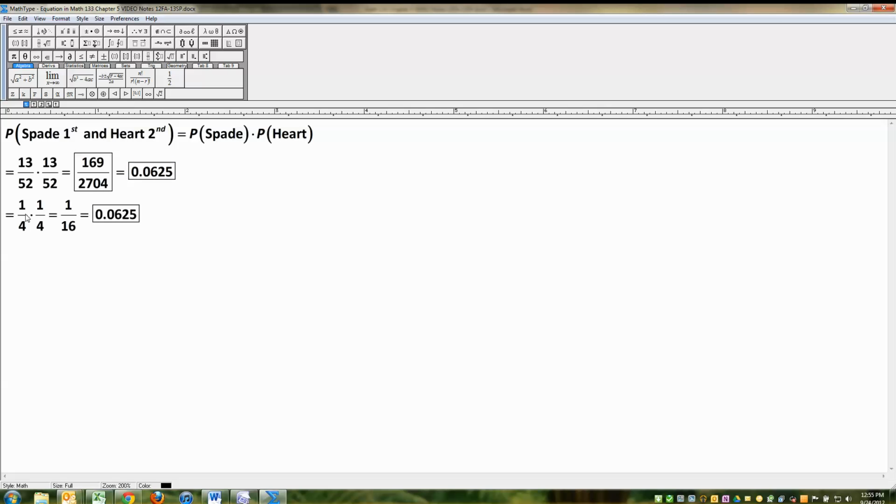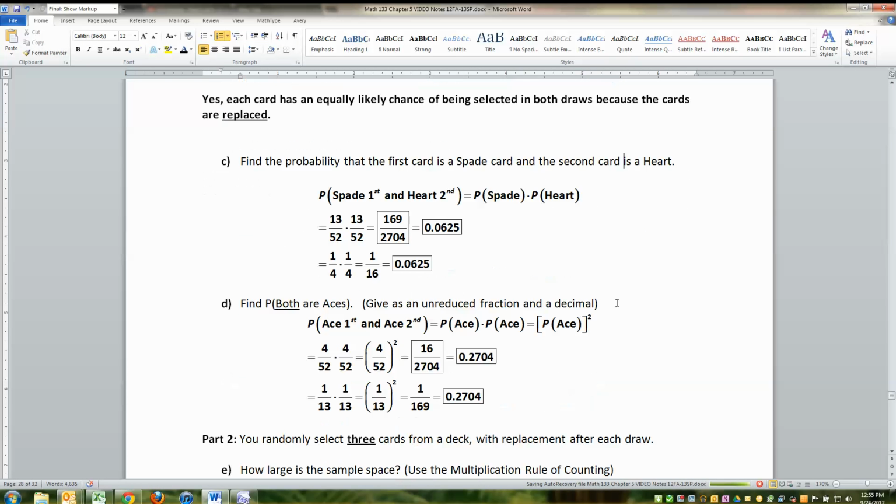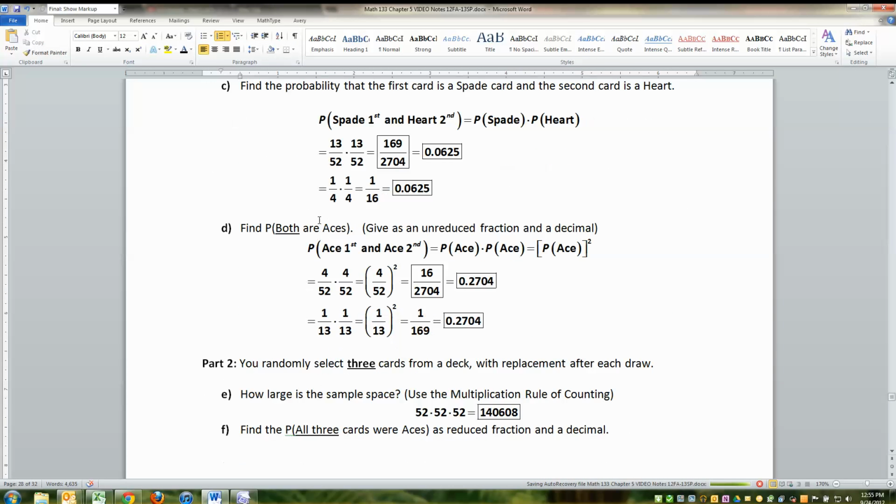Or I could say, I know that spades make up a fourth of the deck, hearts make up a fourth of the deck. A fourth times a fourth makes 1/16, so that gets me that as a decimal. Either way, it's the same answer. It's just a question of how you think of it. Okay, now what's the probability that they're both aces?